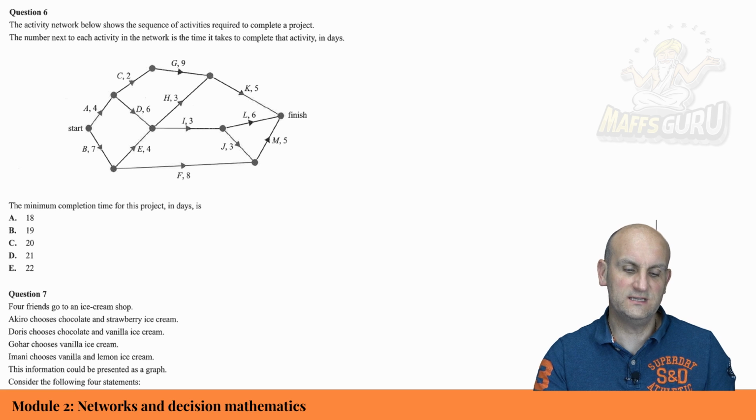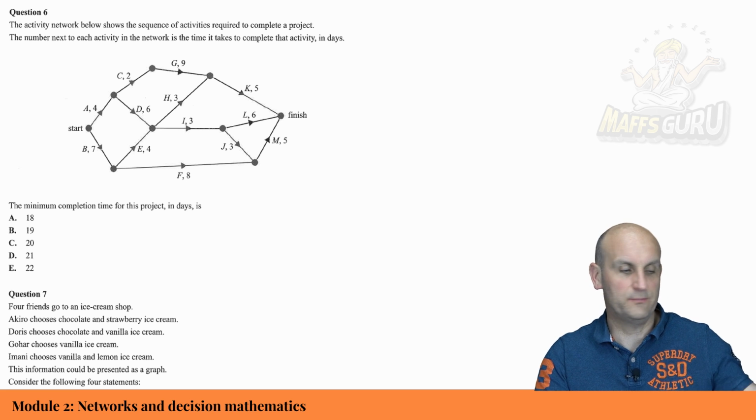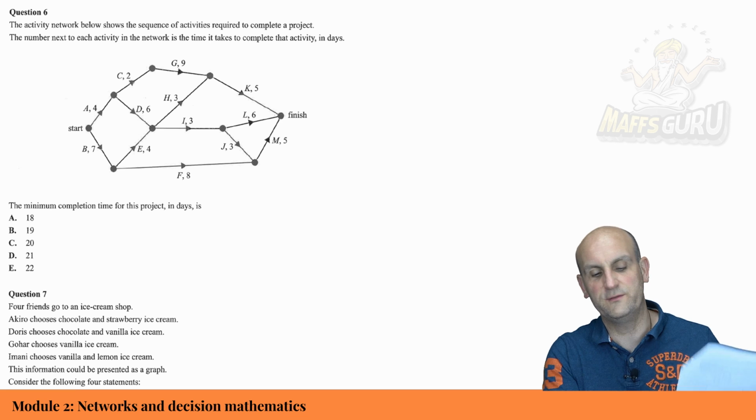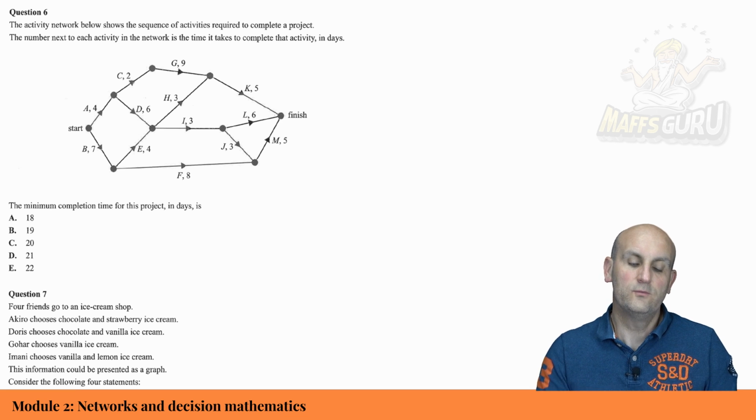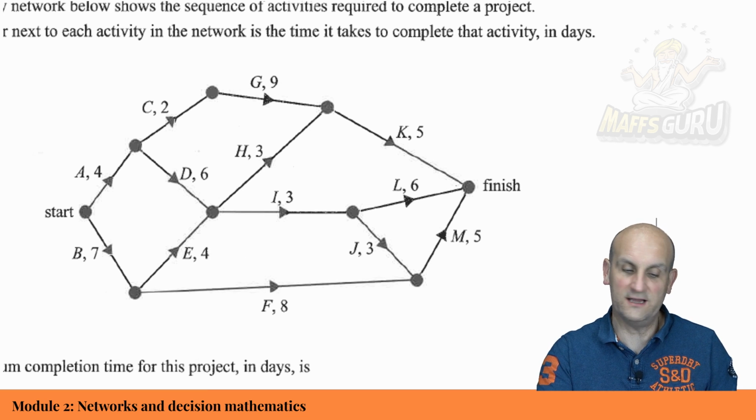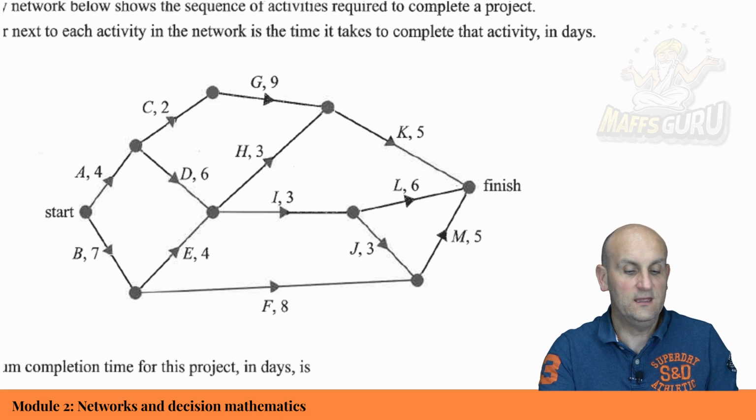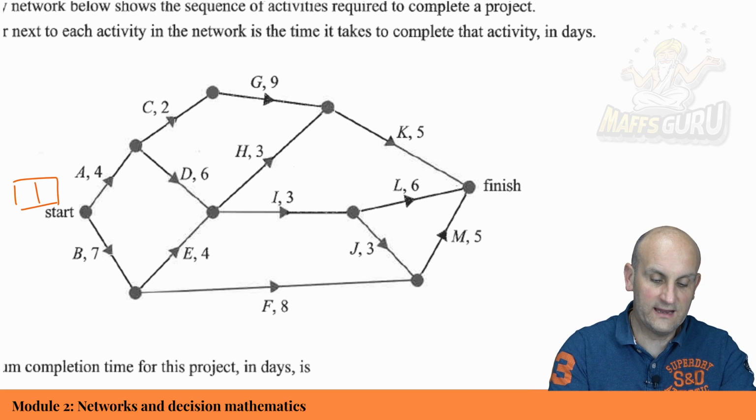Network activity flow shows the sequence of activities required to complete a project. The minimum completion time for the project in days is, I hate these things with a passion. They're funky, but God, they're annoying because they just take like an hour to set up.